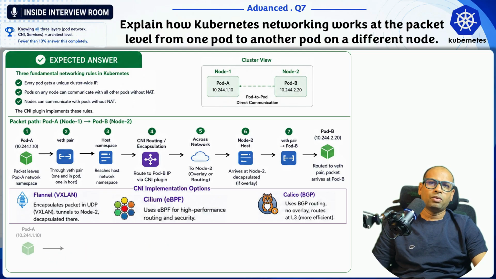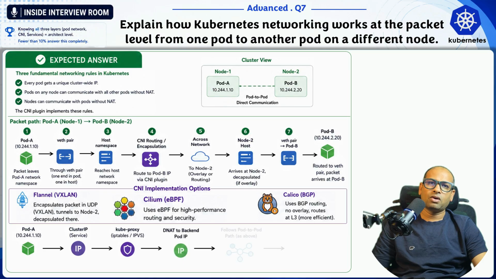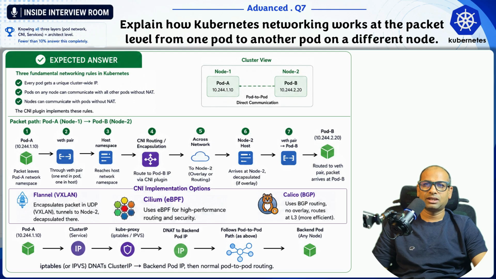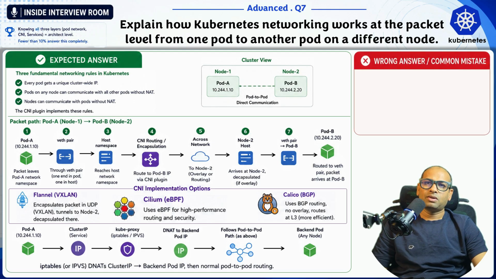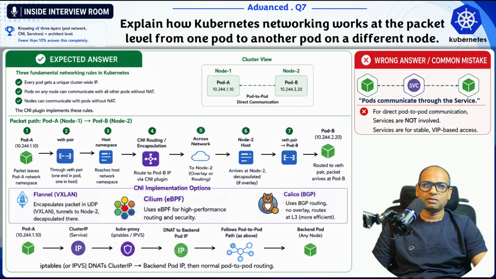Now, where do services fit? Only when you go through the cluster IP, then the path is pod A, service cluster IP, proxy via iptables or IPVS, DNAT that virtual IP to the real backend pod. And from there, it's the exact pod to pod path we just traced. The service is just a DNAT step bolted onto the path, which is why the killer mistake is saying pods communicate through the service. For direct pod to pod traffic, services are not involved at all.